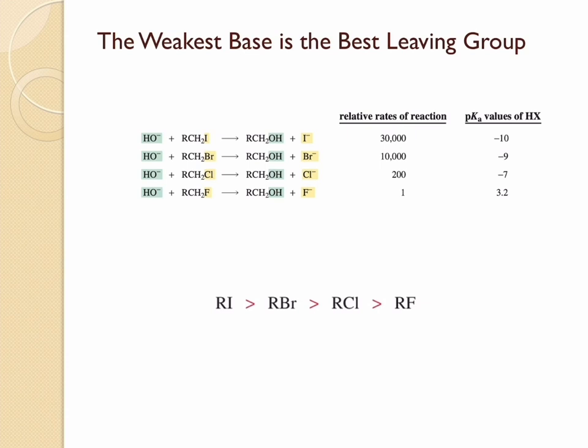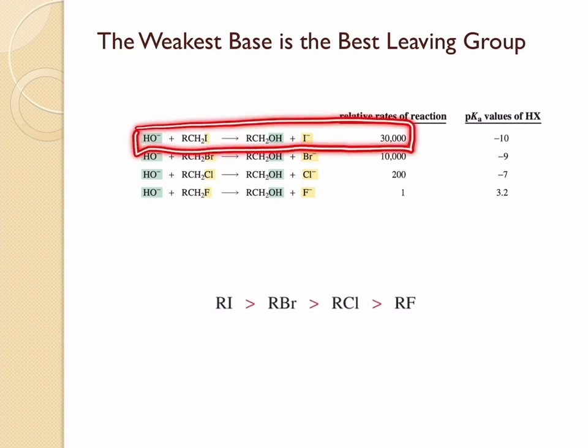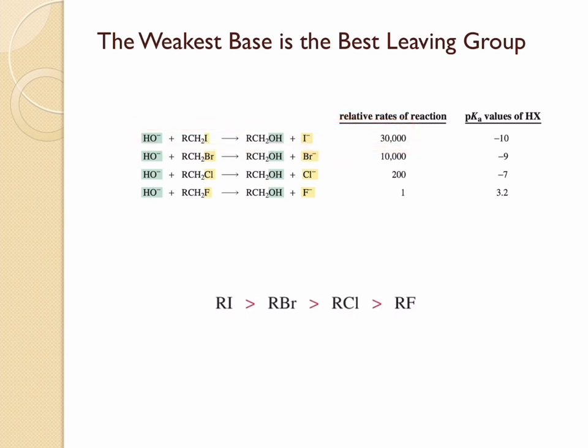Now let's see how the leaving group is going to affect the rate of SN2 reactions. Let's first consider these four reactions. In all of these four reactions, you can see that there is a primary alkyl halide. So all of these are primary alkyl halides, and the only difference between these reactions is the nature of the leaving group. When you look into the relative rates of these reactions, you can see that with alkyl iodide, the reaction rate is about 30,000 times faster than alkyl fluoride.